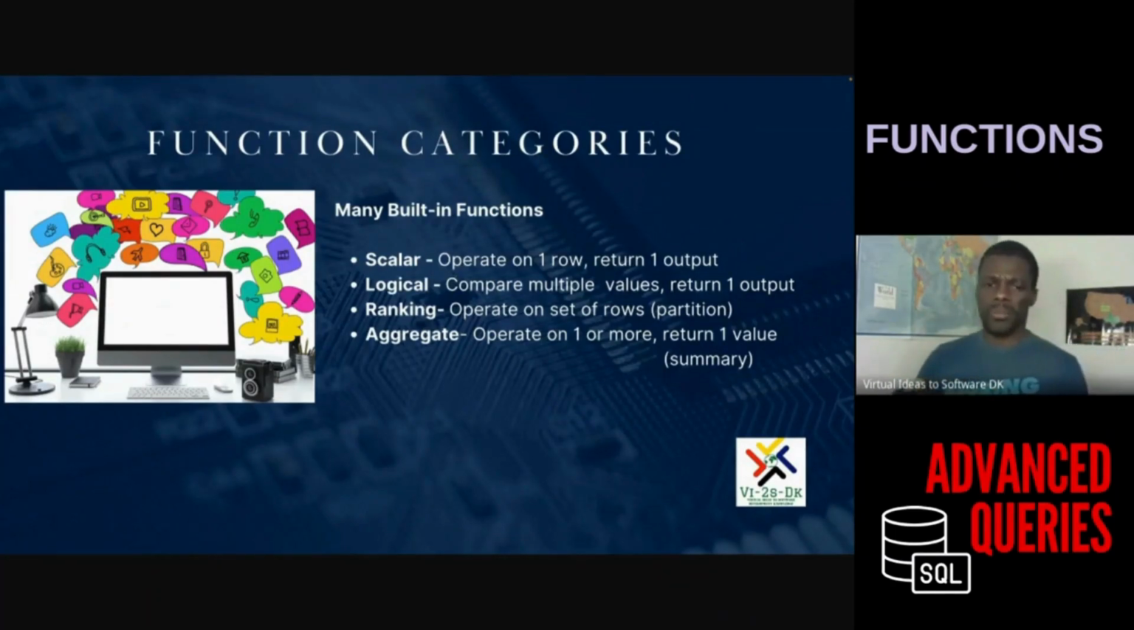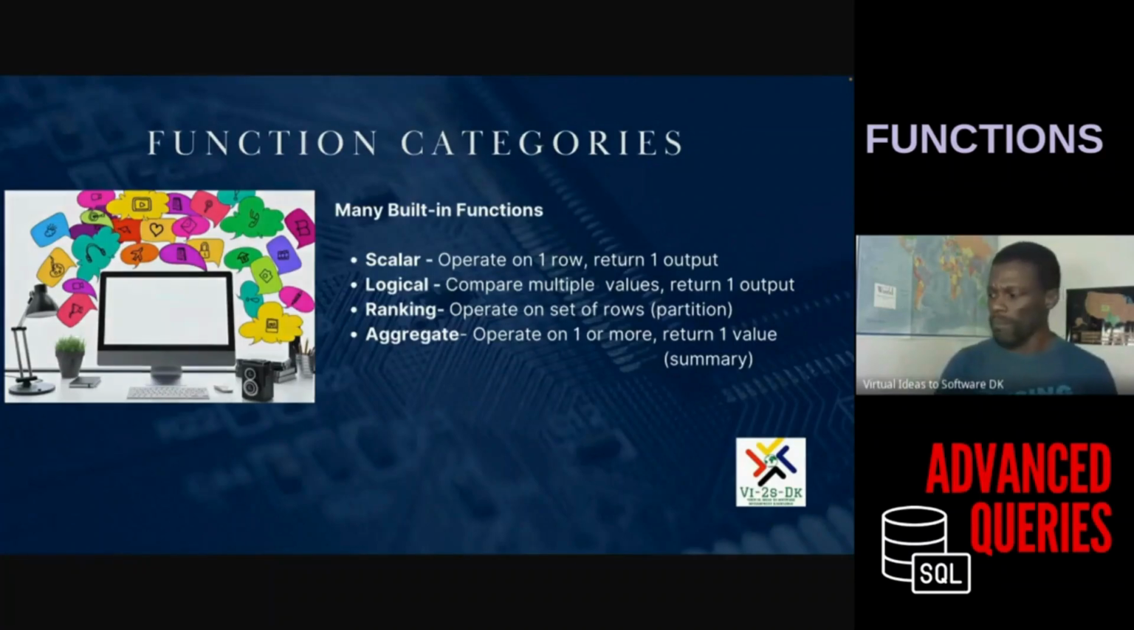We also have logical functions, which compare multiple values and return an output based on the value that has been checked. Ranking, again, is going to operate on a set of rows, creates a kind of partition or a group. So we'll look at that in detail. But finally, aggregate functions operate on one or more values, but will return just a summary, single value.